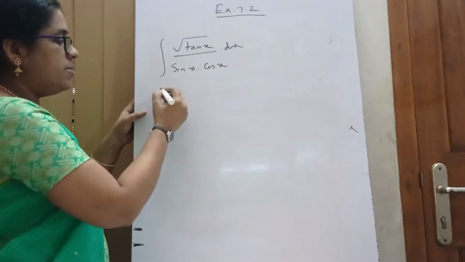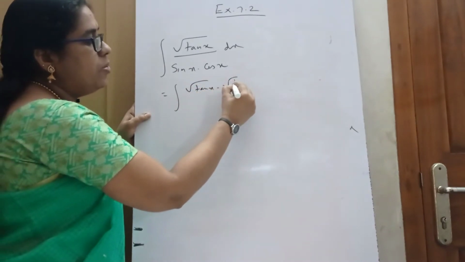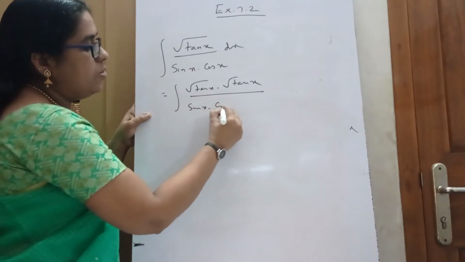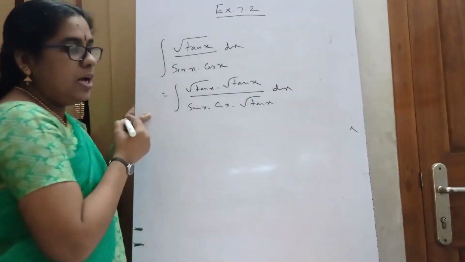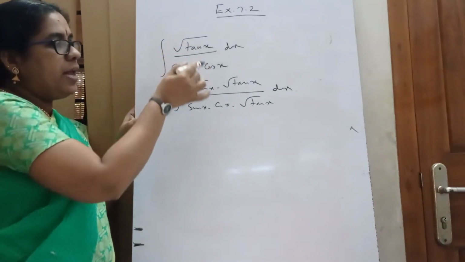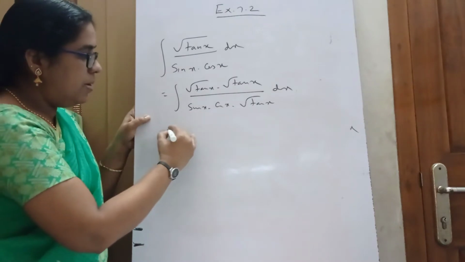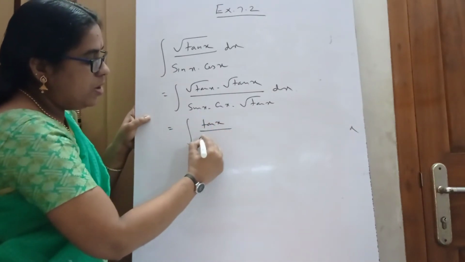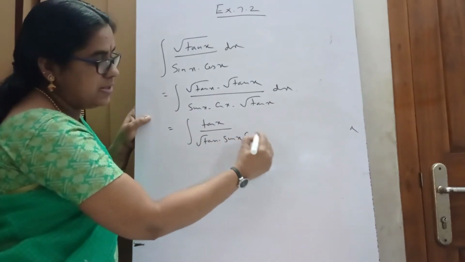The method is, please listen: integral root tan x into root tan x divided by sin x into cos x into root tan x dx. We multiply both the numerator and denominator by root tan x. Another method, this is also a very simple method. Integral, it becomes tan x divided by root tan x into sin x cos x dx.